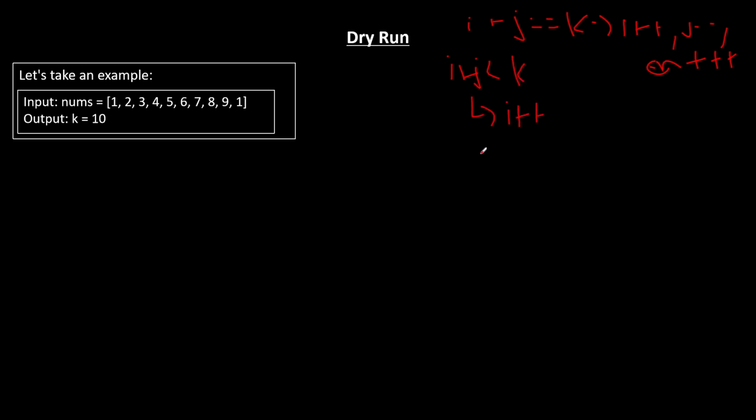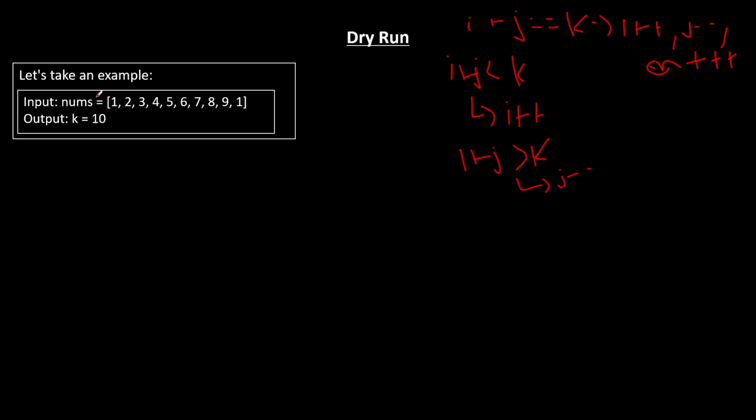Okay. In the corner, I will try to write down the conditions. First condition, I'm writing it in this way: i plus j, if it equals k, it will be i plus plus and j minus minus and count plus plus. Fine. If i plus j is less than k, just i plus plus. If i plus j is greater than k, then j minus minus. Okay, these are the conditions.